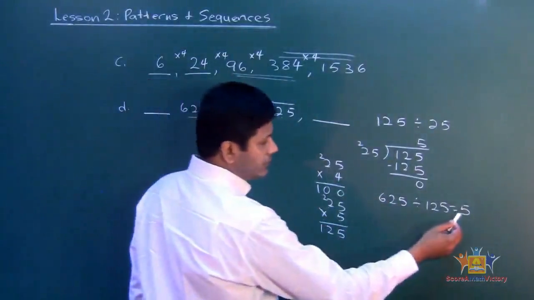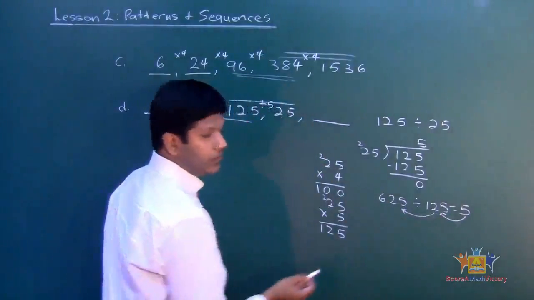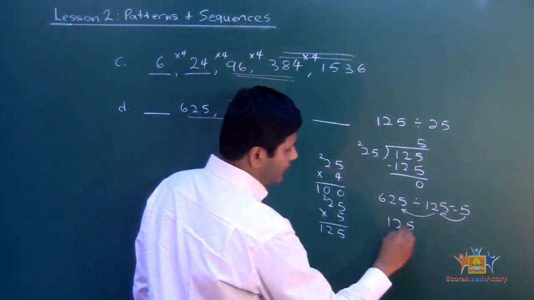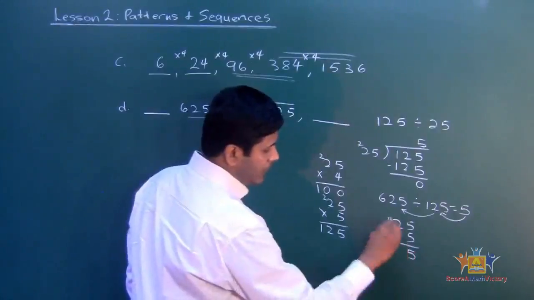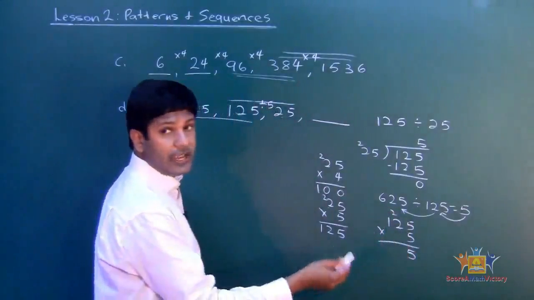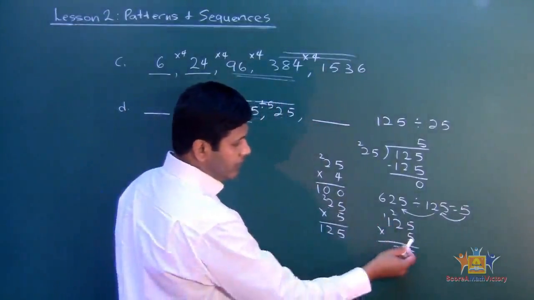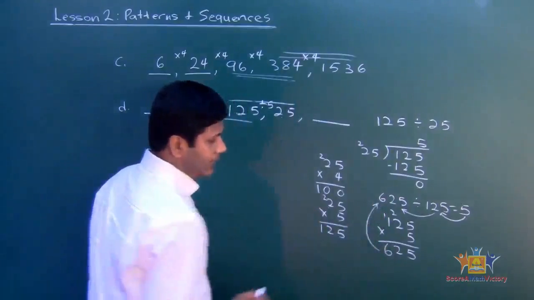Okay, so how about we do this? We take 5 times 125 and see if it gives us 625. Much easier, isn't it? So we're going to take 125 times 5. 5 times 5 is 25. So 5, carry 2. 5 times 2 is 10, plus 2 is 12. 2, carry 1. Alright? 5 times 1 is 5, plus 1 is 6. Oh, look at that. It does.